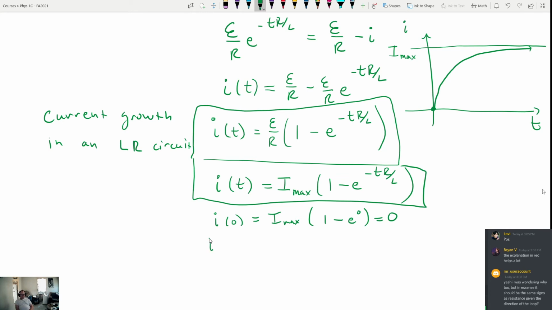If we plug in t going to infinity, then what happens is you get I max times 1 minus e to the negative infinity, but e to the negative infinity is 0, so you get basically just I max, and that's how you know that this is the right kind of curve for it. It slowly approaches that maximum current.